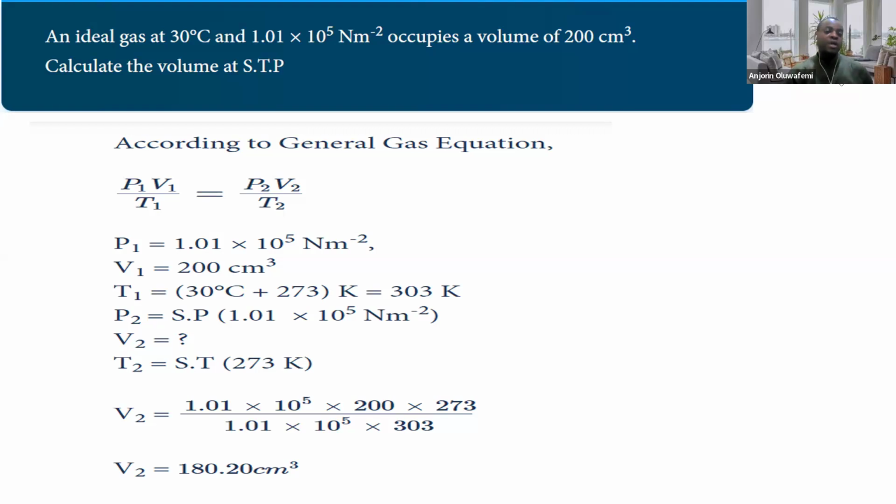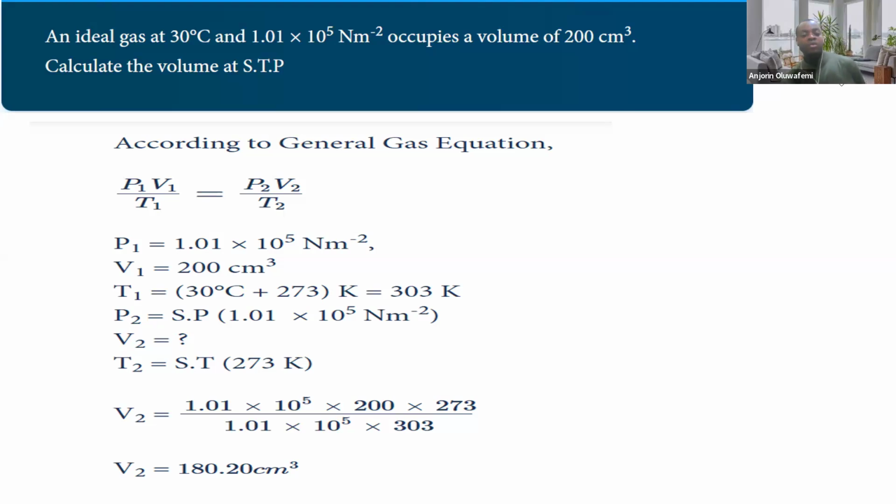P1 V1 over T1 equals P2 V2 over T2, where our P1 equals 1.01 times 10 raised to the power 5 Newton per meter square. Then our V1 was given, our T1 was given, and our P2 is standard pressure, which is basically 1.01 times 10 to the power 5 Newton per meter squared. Then our V2 we don't know. Then our T2 is the standard temperature, which in this regard is 273 Kelvin.